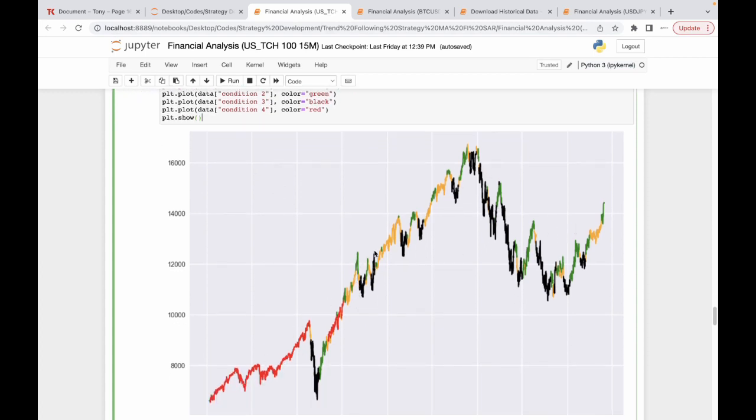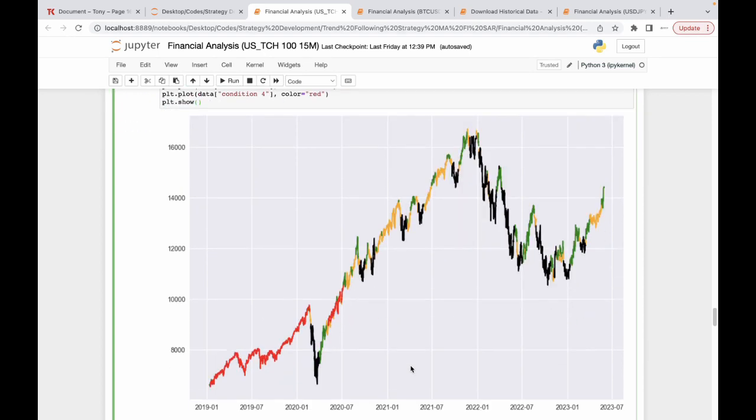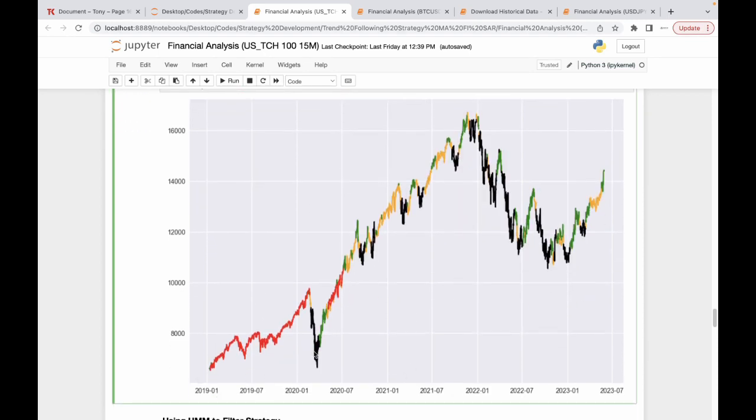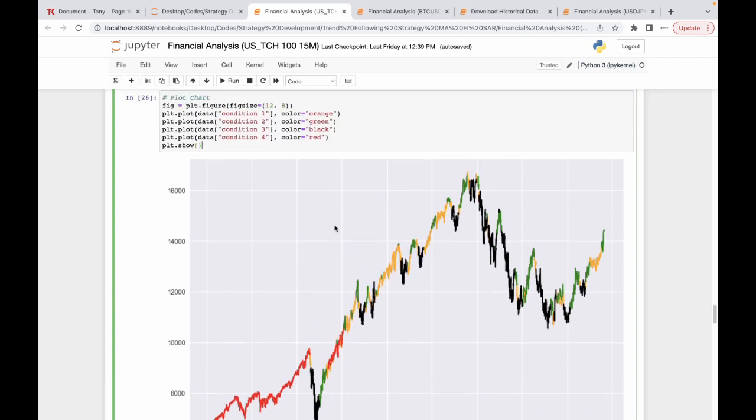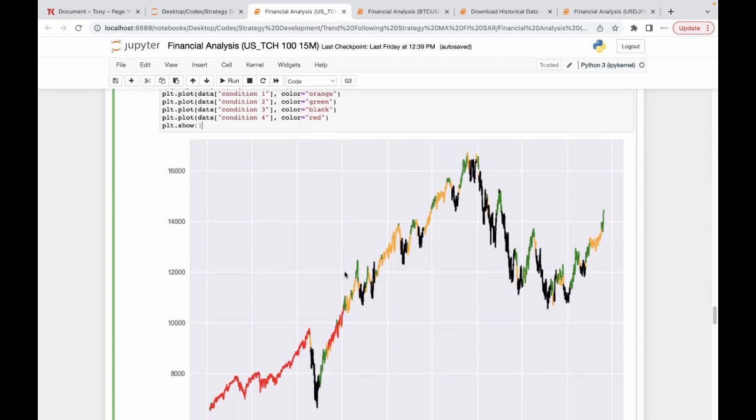So you can see orange signifies condition 1, green signifies condition 2, black signifies condition 3, and red signifies condition 4. You can see in 2019 up to 2020, we had the red condition, which was condition 4, but we didn't have that condition again. We also had the green conditions and the black conditions.